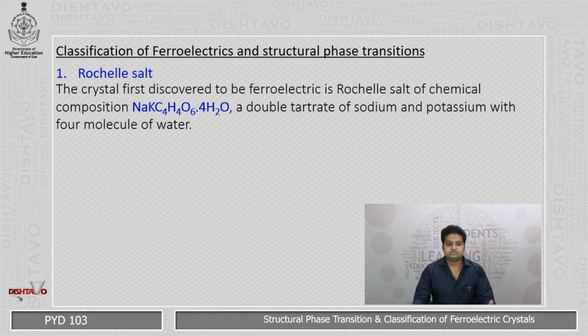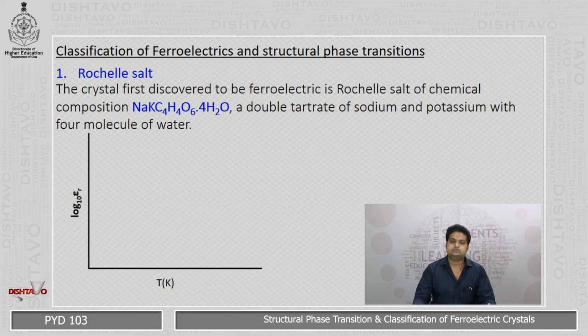The chemical composition of it is sodium potassium C4H4O6, all together with 4 molecules of water. The simple chemical name for this is double tartrate of sodium and potassium with 4 molecules of water. This is the chemical name of this.